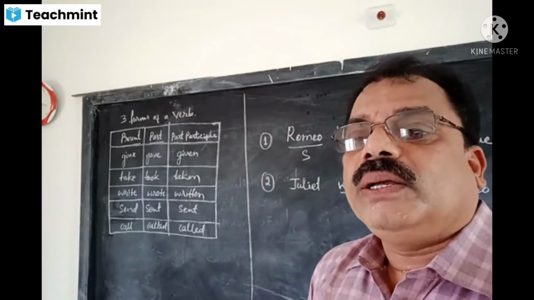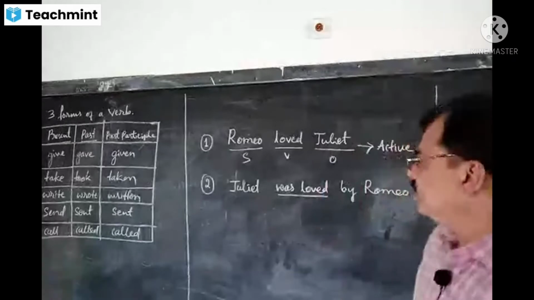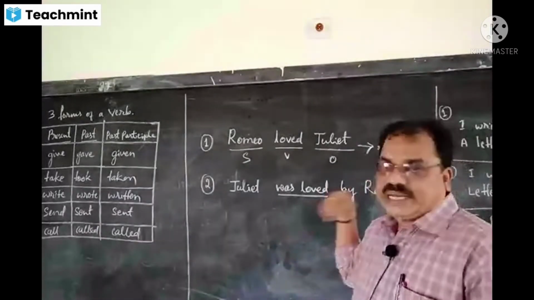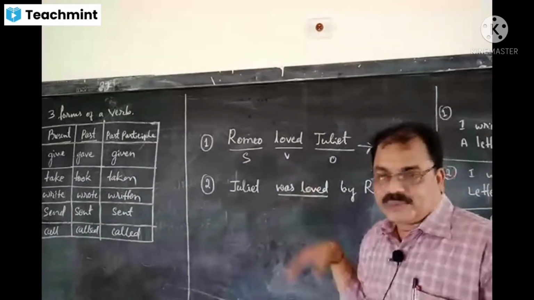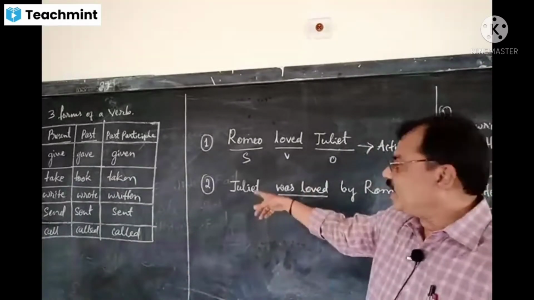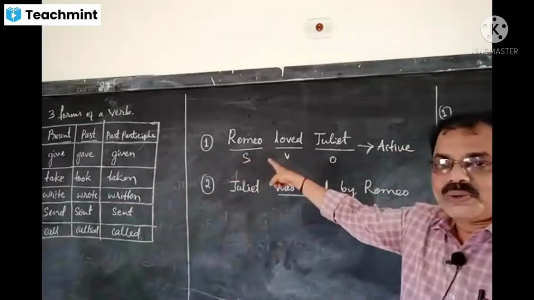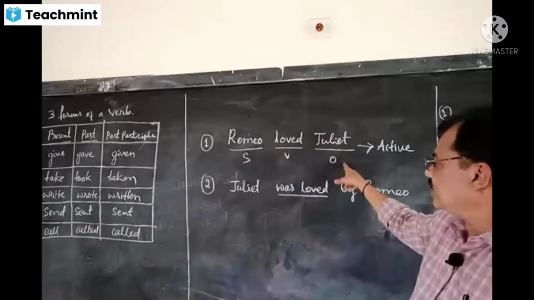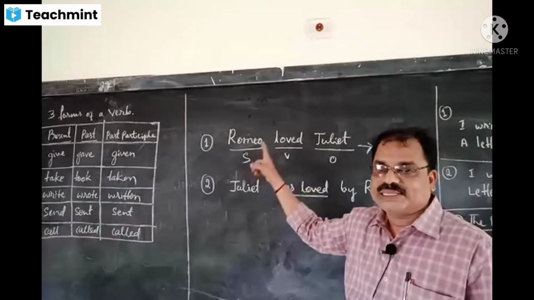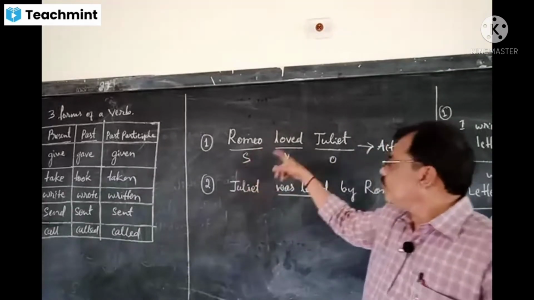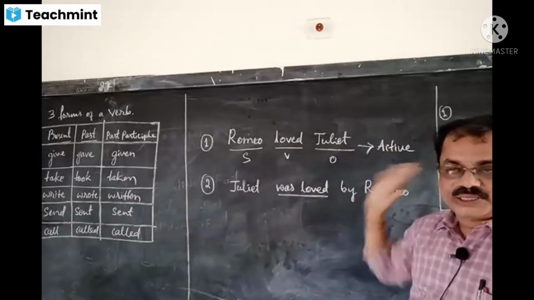Students, yesterday you had seen that in an active voice, three things must be remembered. For example, look at example number 1, which I have written on the board. Romeo loved Juliet, active voice. Here, Romeo is subject, loved is a verb, and Juliet is object.